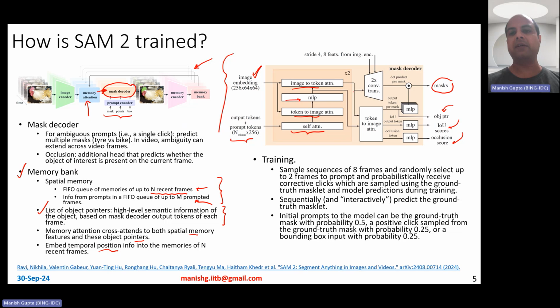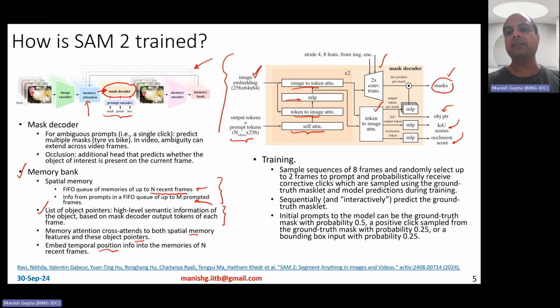The output from both the token-to-image attention and image-to-token attention is combined so as to get this matrix, which is used to compute these three heads: object pointer, IOU scores, and occlusion score. On the other hand, this output is also given to convolutional upsampling layers, so as to essentially get the masks, which are of the same size as the original image frame, of course, because we are doing segmentation.